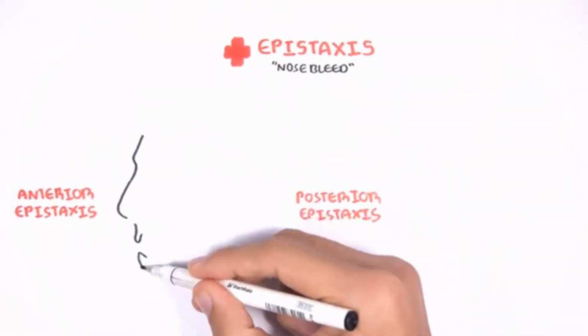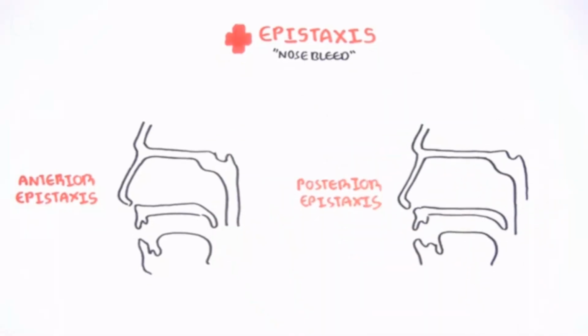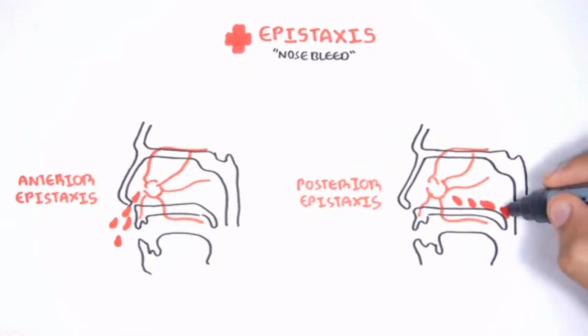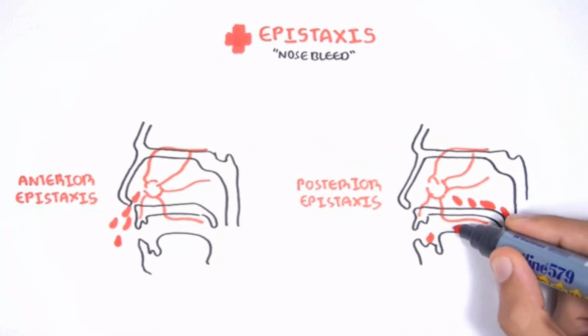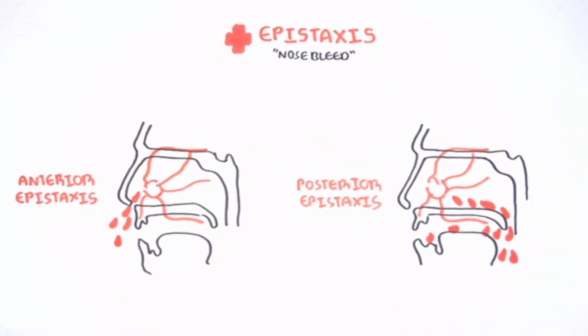There can be anterior nosebleeds or posterior nosebleeds, so anterior epistaxis or posterior epistaxis. Posterior nosebleeds are more dangerous. With anterior nosebleeds, blood essentially runs anteriorly, so it comes out of the nose, whereas posterior nosebleeds tend to be more aggressive, and they allow blood to run backwards down the throat.